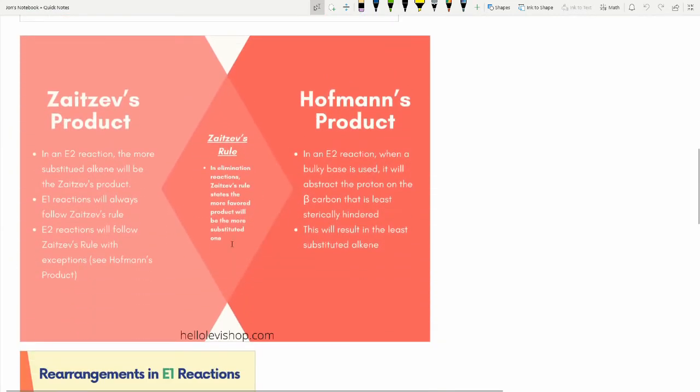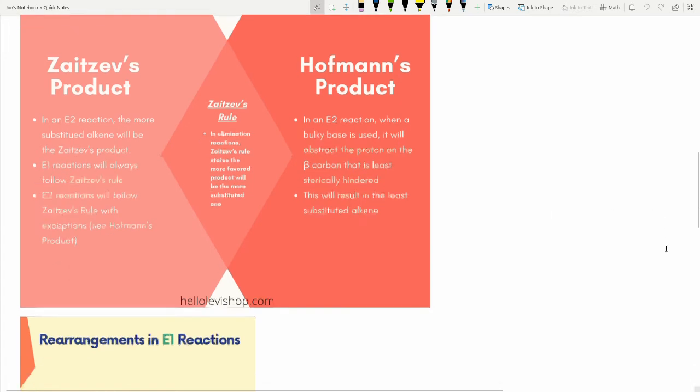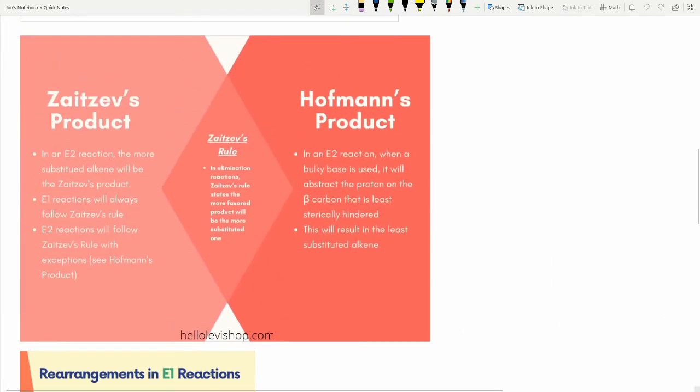Now, we had mentioned in the E2 video that the E1 reactions always follow Zaitsev's rule. And just to recap, Zaitsev's rule states that the more favored product will be the more substituted one. Now, you might be asking, why is that? Remember that the more substituted carbocation, the better. The more alkyl groups help stabilize the carbocation through hyperconjugation.